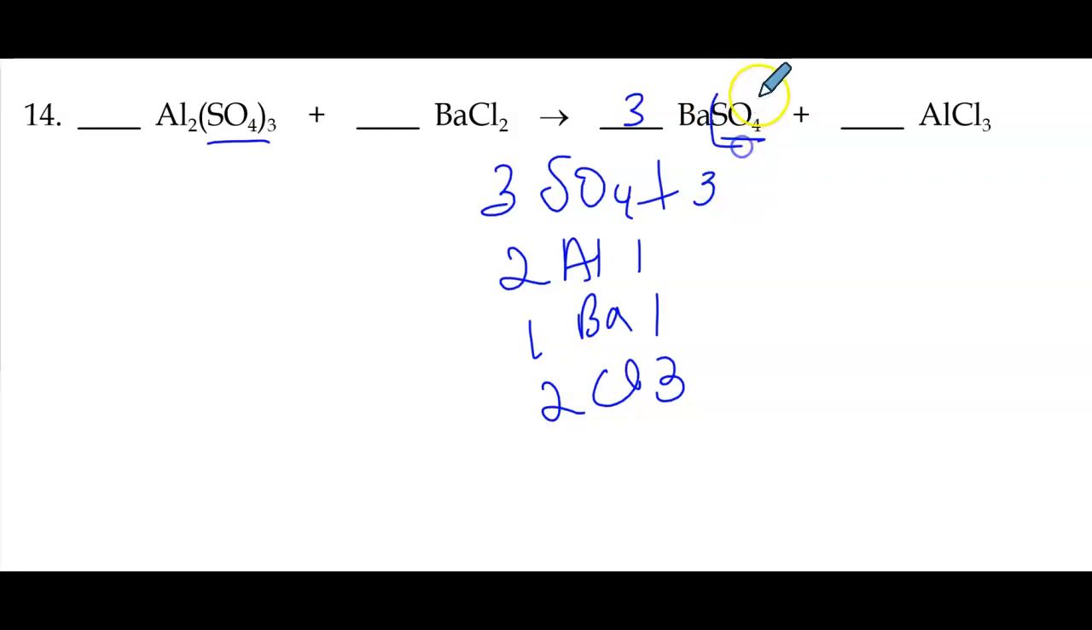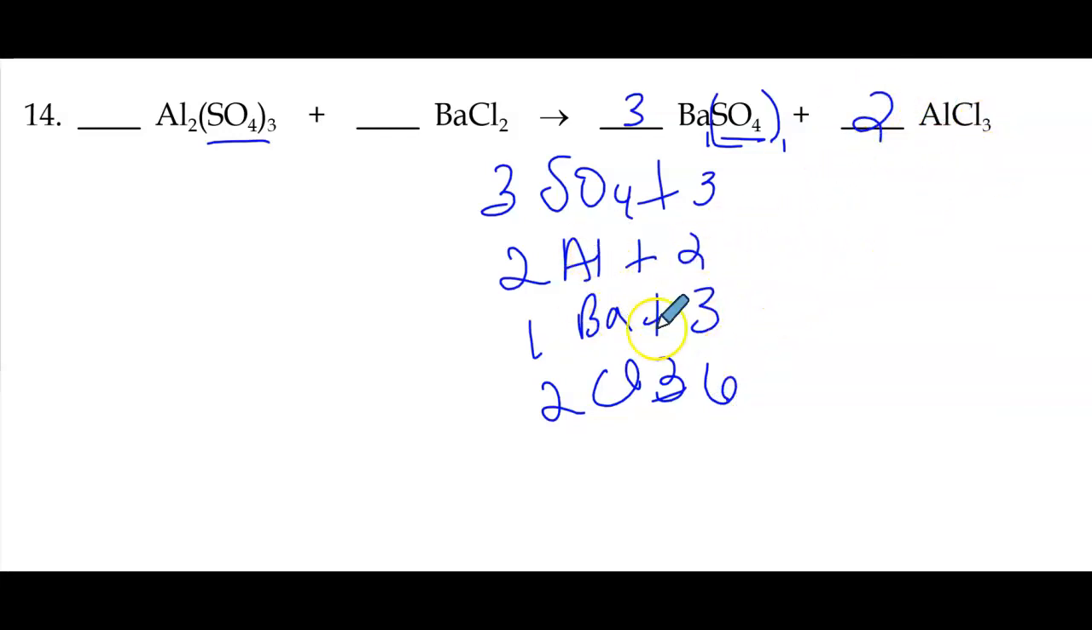Remember, this is really what this looks like, right? So 3 times 1 is 3, 3 times 1 is 3, barium changes to a 3. So my sulfates look good, but I got to get my aluminums fixed. I got to put a 2 here to fix my aluminums. It makes my chlorines go to 6. Okay, 2 times 1 is 2, 2 times 3 is 6.